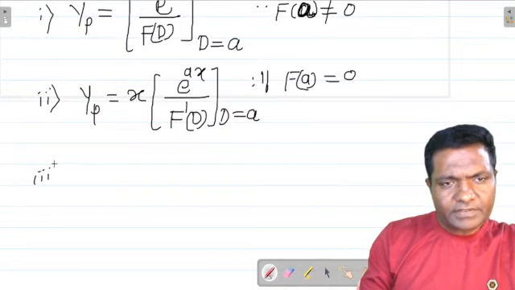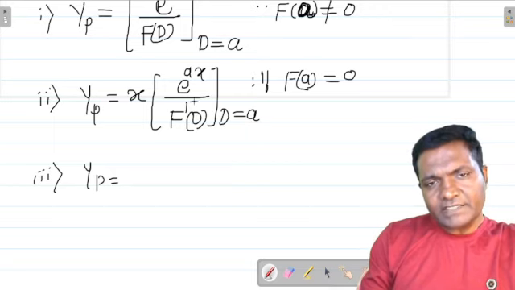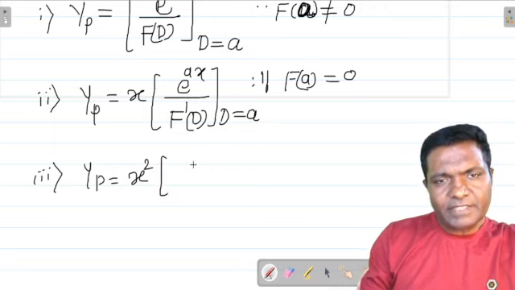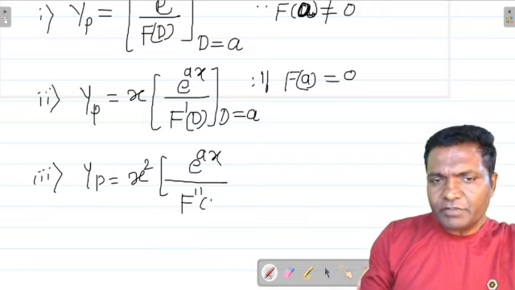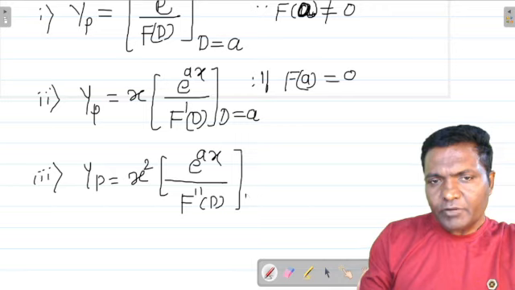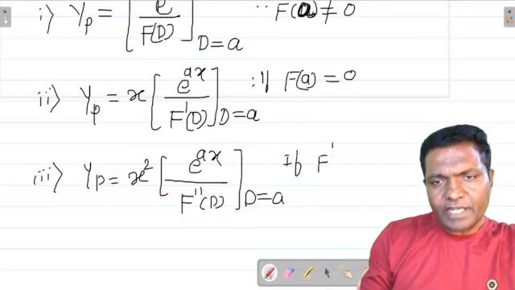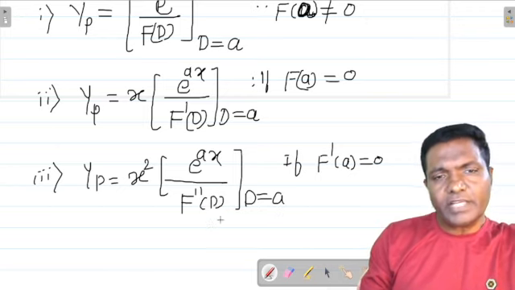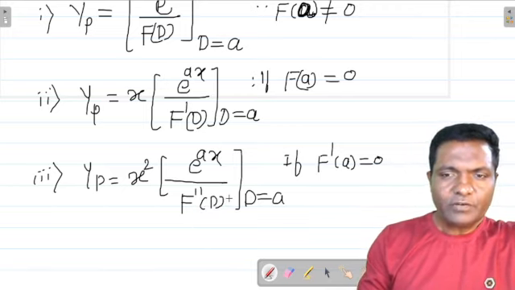Now you have to continue like this. Suppose even on differentiation and replacing D as a, the denominator is again 0, you continue like this: multiply by x square, e power ax, and the double derivative f double dash of D, then you replace D as a. You do this when f dash of a is 0. So remember this. Again, if f double dash of D is also 0 for D is equal to a, then multiply by x one more time and differentiate again. In this way you have to find yp.